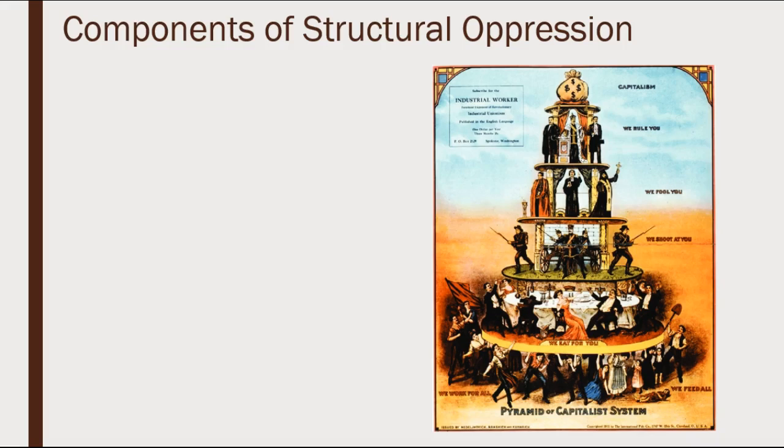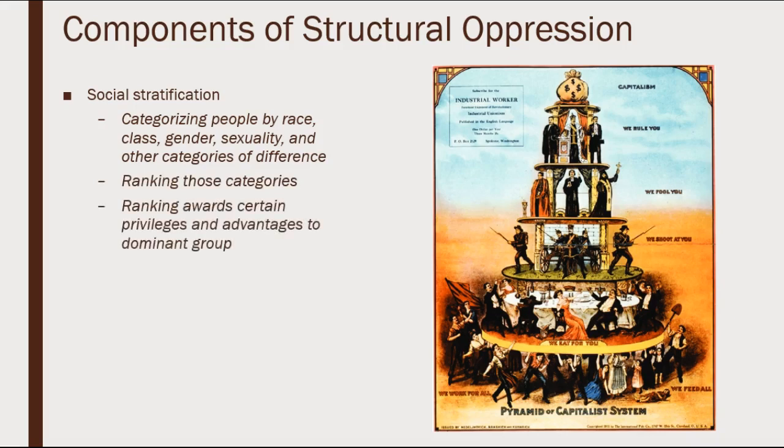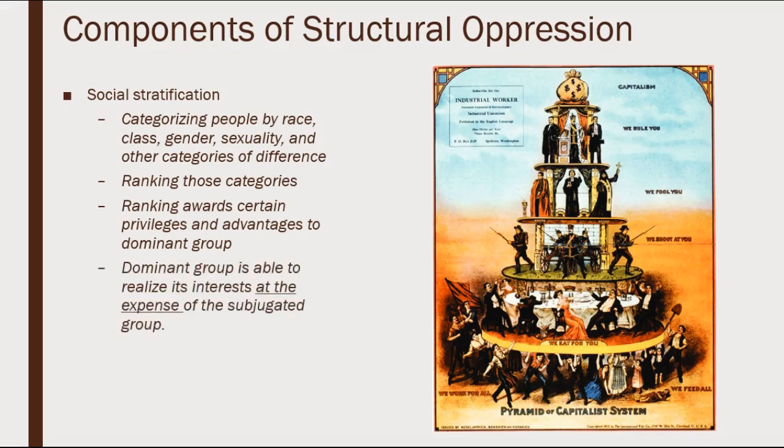So oppression has several different components to it. First and foremost, it's a system of social stratification. And social stratification includes the following: categorizing people by race, class, gender, sexuality, and other categories of difference, ranking those categories, and that ranking system awards certain privileges and advantages to a dominant group, and that dominant group is able to realize its interests at the expense of the subjugated group.